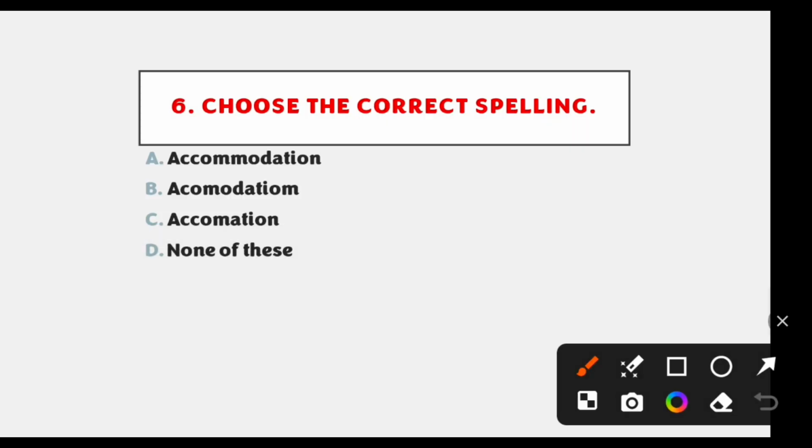MCQ number 6 says choose the correct spelling. It is the spelling of accommodation and we have to choose the correct spelling. So here the correct option is option A. Meaning the accommodation spelling is ACCOMMODATION.